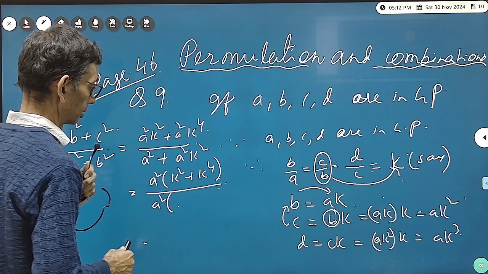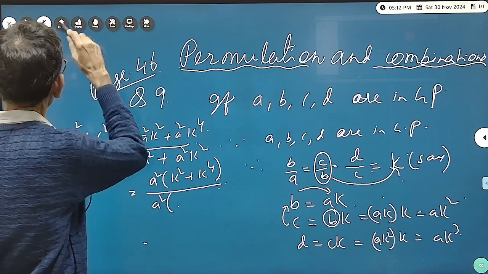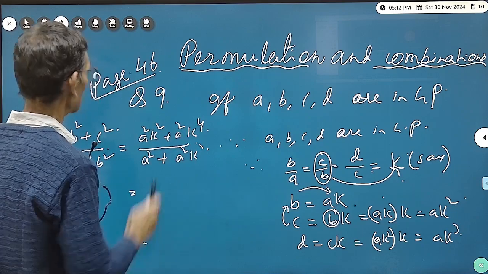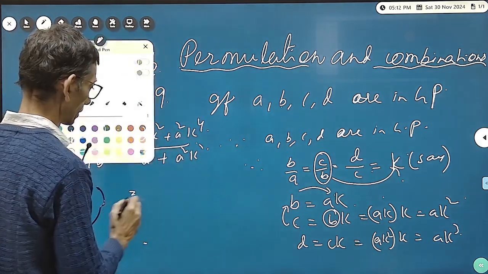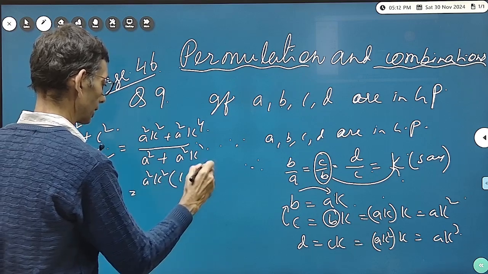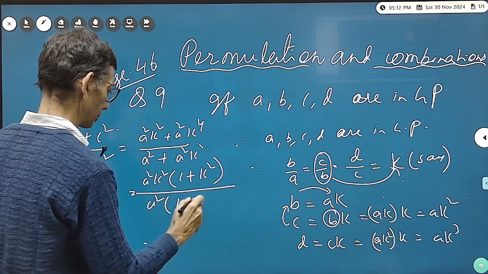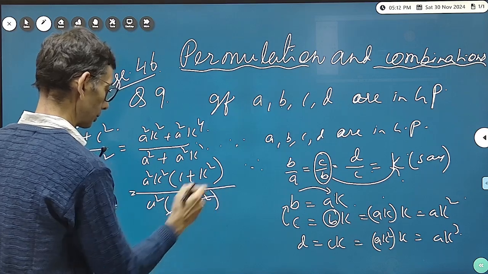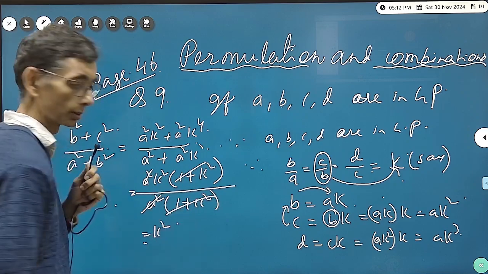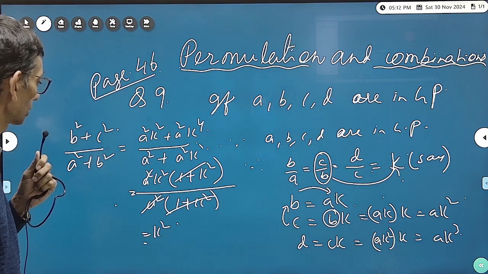Okay, let's take K square common. There will be one benefit. What is that? If I take A square K square common in the numerator, 1 plus K square will be there. In the denominator, if I take A square common, 1 plus K square will be there. So this will get cancelled out, A square will get cancelled out. So it's K square. Right? So second term by first term is equal to K square.